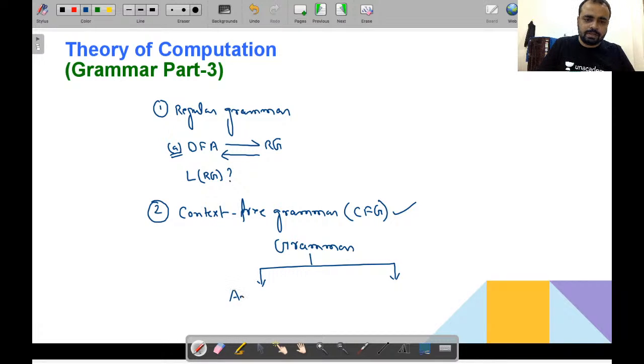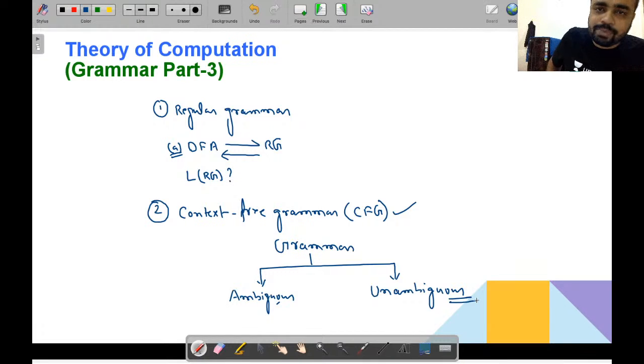One could be an ambiguous grammar, and the second one will be an unambiguous grammar. So today we will discuss what is the ambiguous grammar and what is the unambiguous grammar, and all related wonderful numericals that could be asked. That is the most expected question that could be asked in your GATE exam. So my dear friends, I hope you know what is the ambiguous grammar and what is the unambiguous grammar.